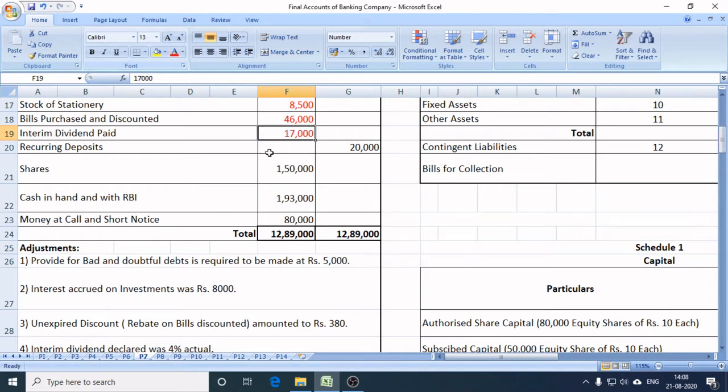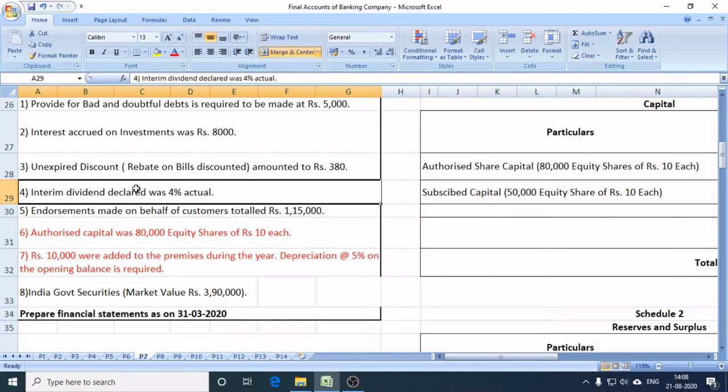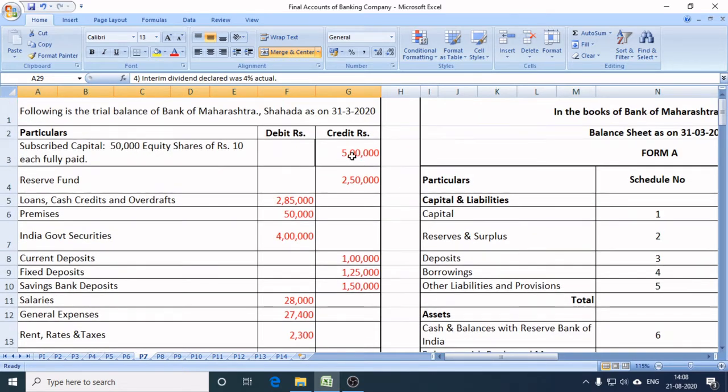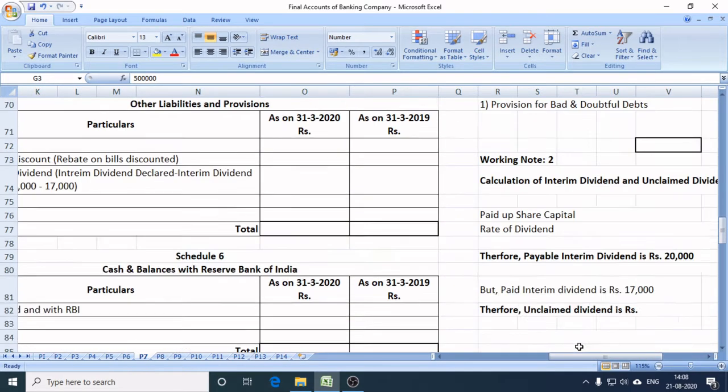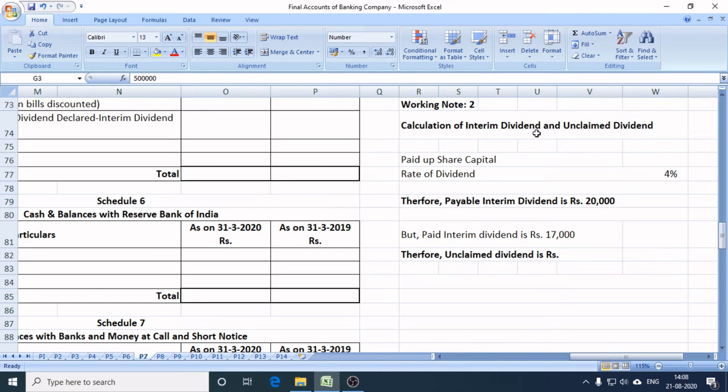Okay, 17,000 is paid, but we have an adjustment, that is interim dividend declared was 4% actually. We all know that dividend is an appropriation of profit, and dividend is always declared on paid up capital. Now in the problem, the paid up capital is rupees 5 lakh. Okay, I have prepared here one working note, that is working note number 2, calculation of interim dividend and unclaimed dividend. See, the paid up share capital in the problem is rupees 5 lakh. Now the rate of dividend is 4%, and therefore the payable interim dividend is rupees 20,000, but paid interim dividend is only rupees 17,000. Therefore, the balance, that is 3,000, is the unclaimed dividend.